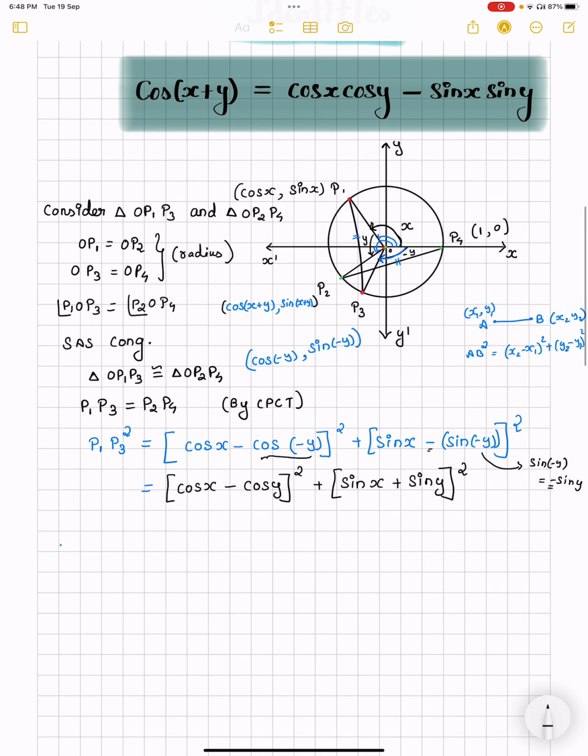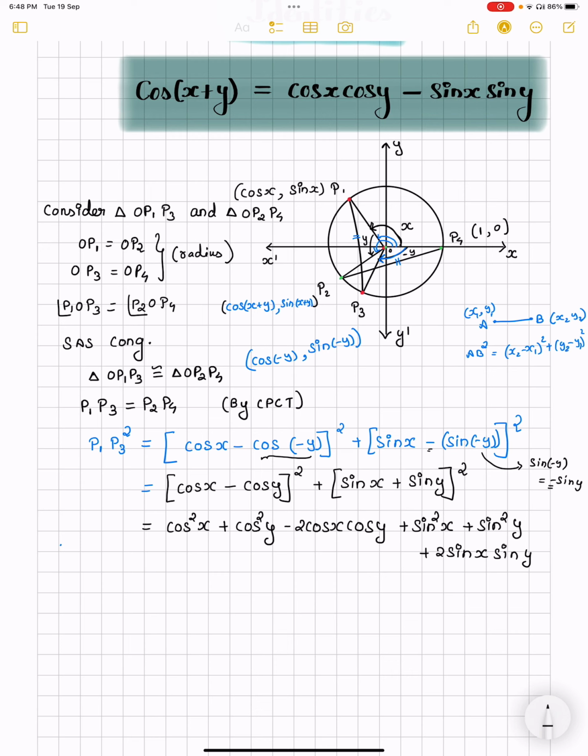So now when I do that, I would be getting here cos square x plus cos square y and then minus 2 cos x cos y. And then this side, when I do it, I would be getting sine square x plus sine square y and then plus 2 sine x sine y.